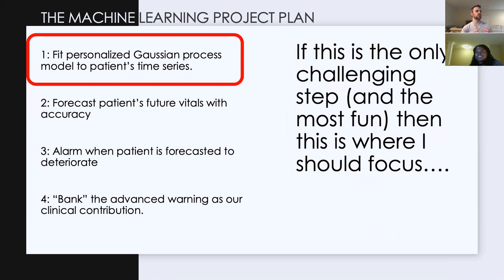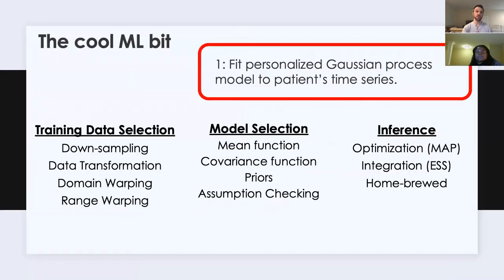And furthermore, I thought something like this: if fitting the personalized Gaussian processes is a challenging task, and it's also the most fun, then obviously that's where I should focus. It all seems so clear. And it is true that I did need to focus on that. But I really did focus on that. There is so much cool machine learning stuff to do in this process. And so I wrote some examples of the various different things that you tune for a machine learning system when you're trying to get good time series forecasts.